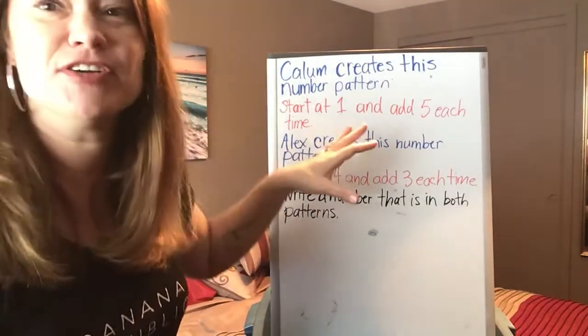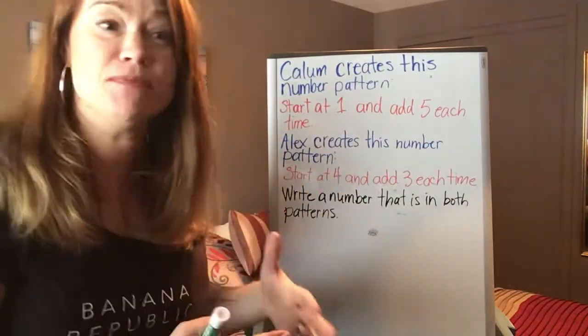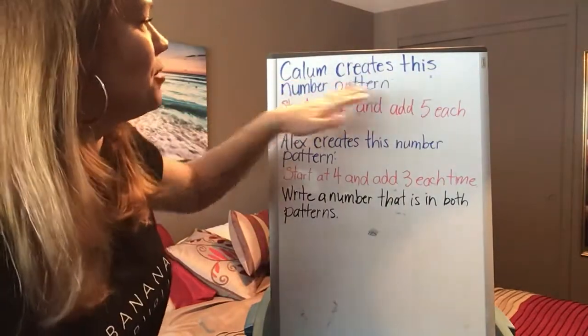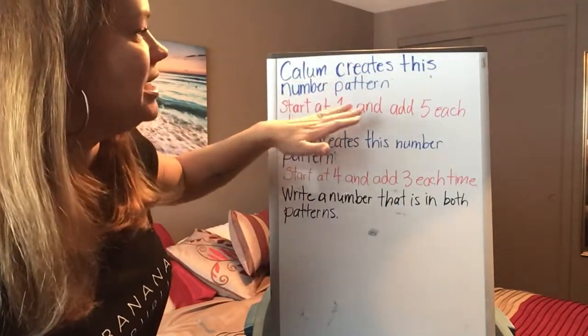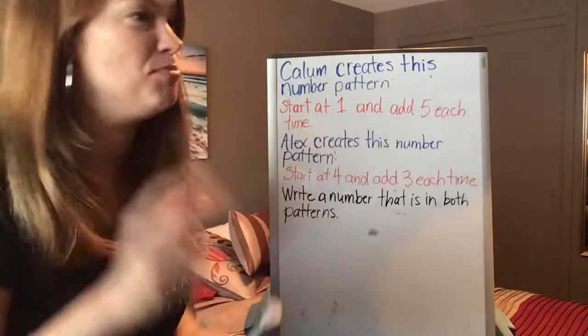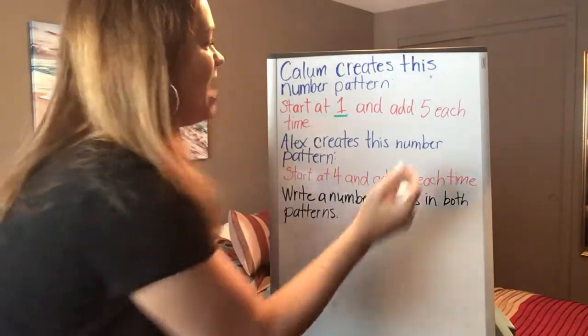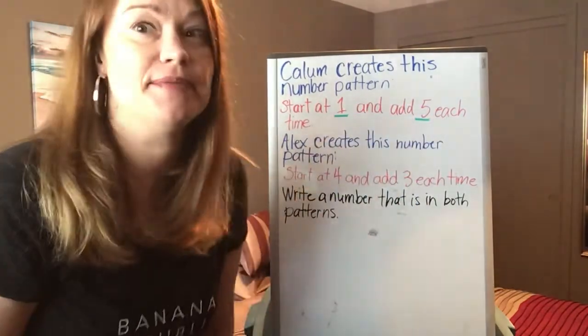Okay, so first of all, let's read the information. It's very important to read it first. So it says, Callum creates this number pattern. Start at 1. So I'm going to underline the important information here. So the numbers start at 1 and add 5 each time.